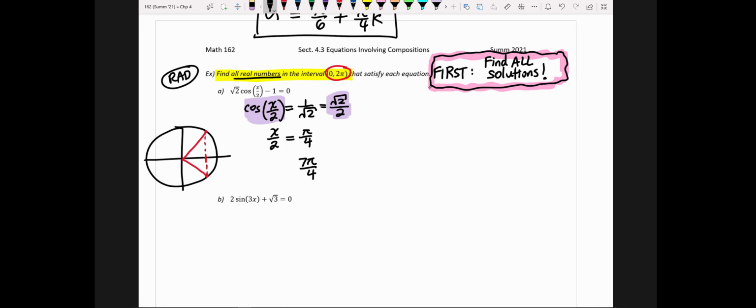Step 3, we need to add period times k to each solution. So the period for cosine is 2 pi. We add 2 pi k to each solution. And now we have all solutions for x over 2.